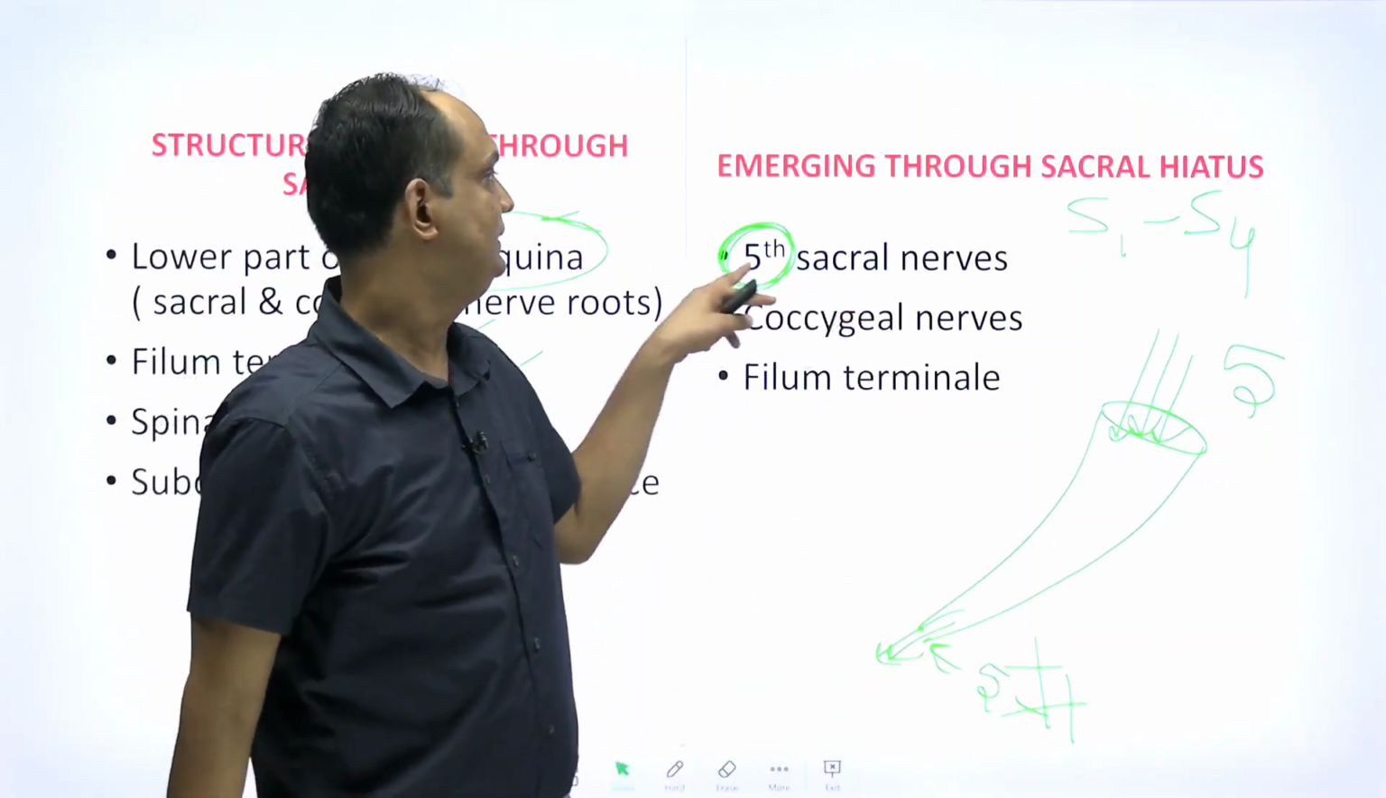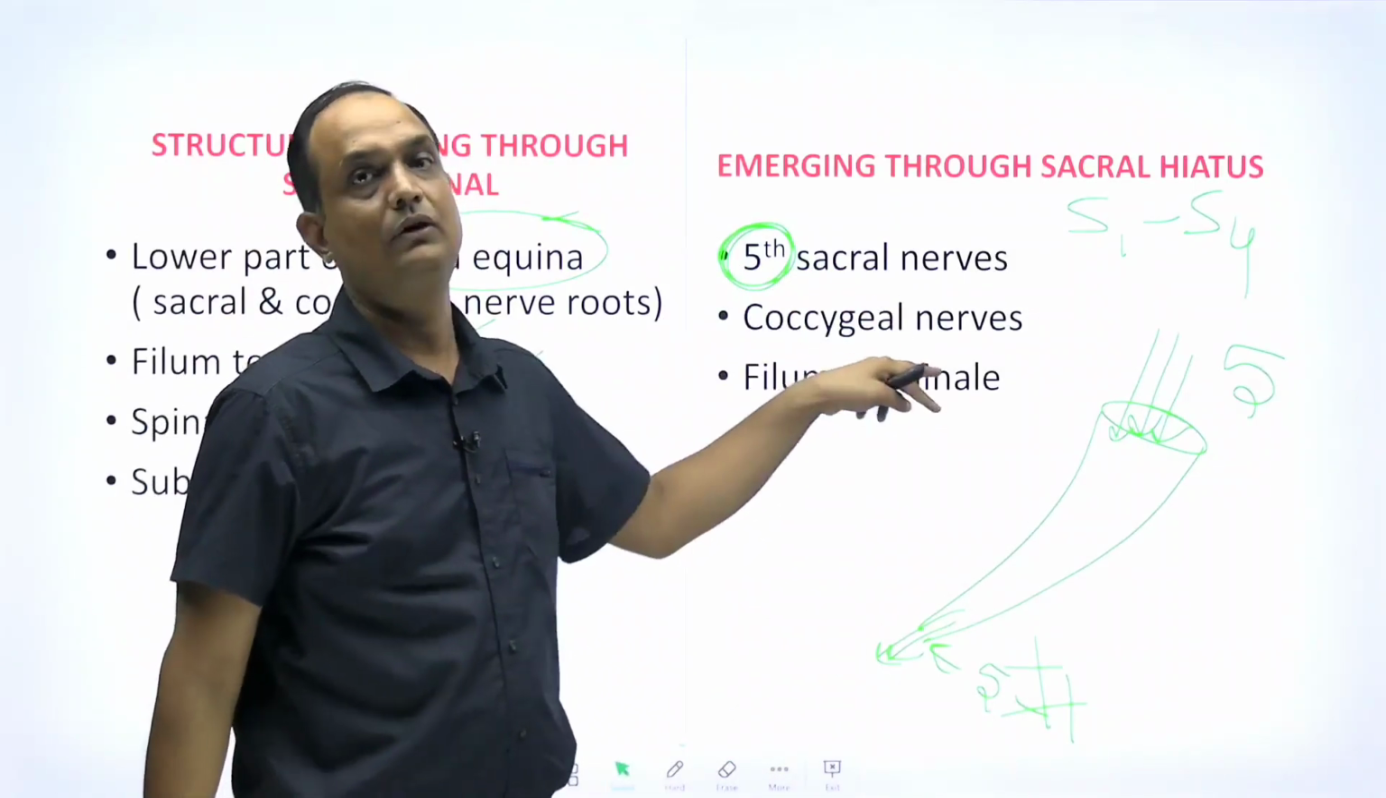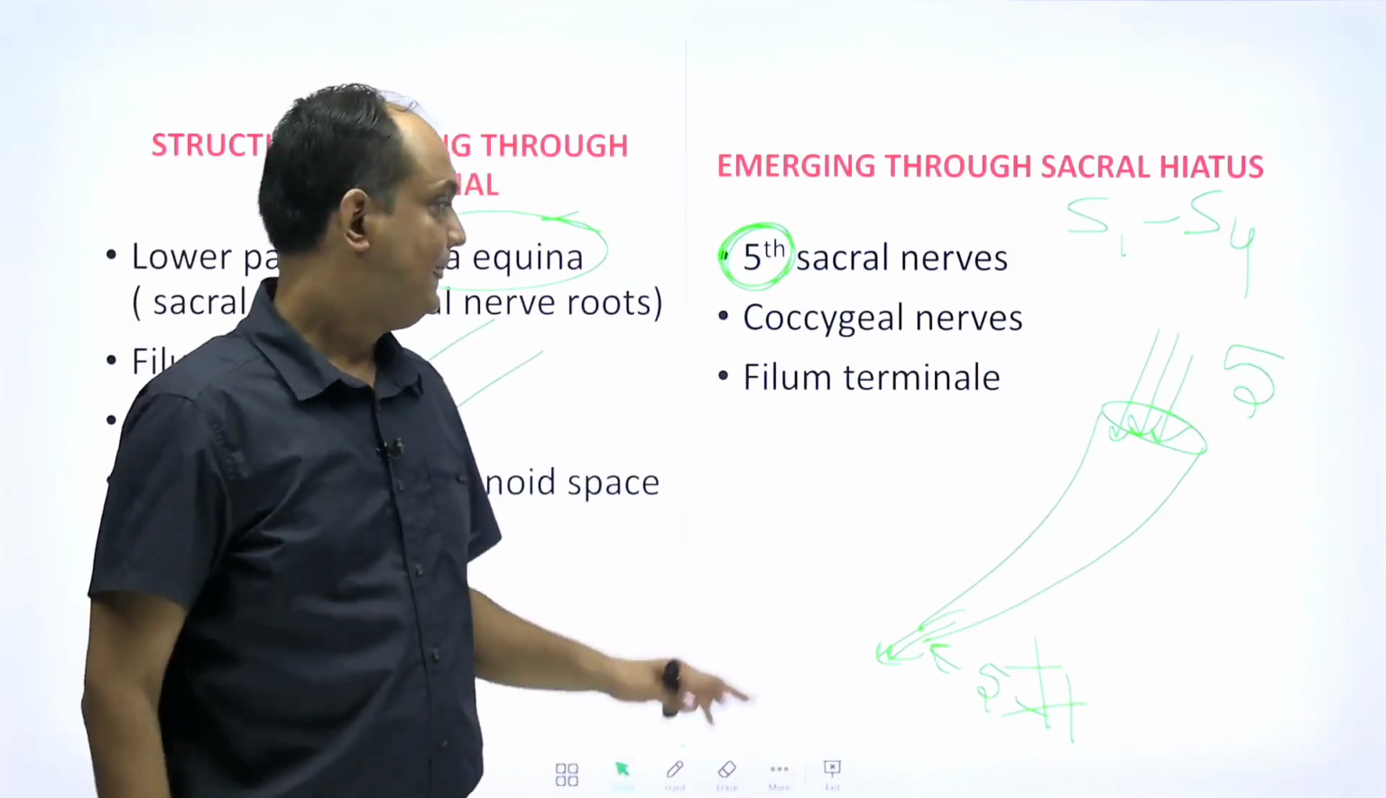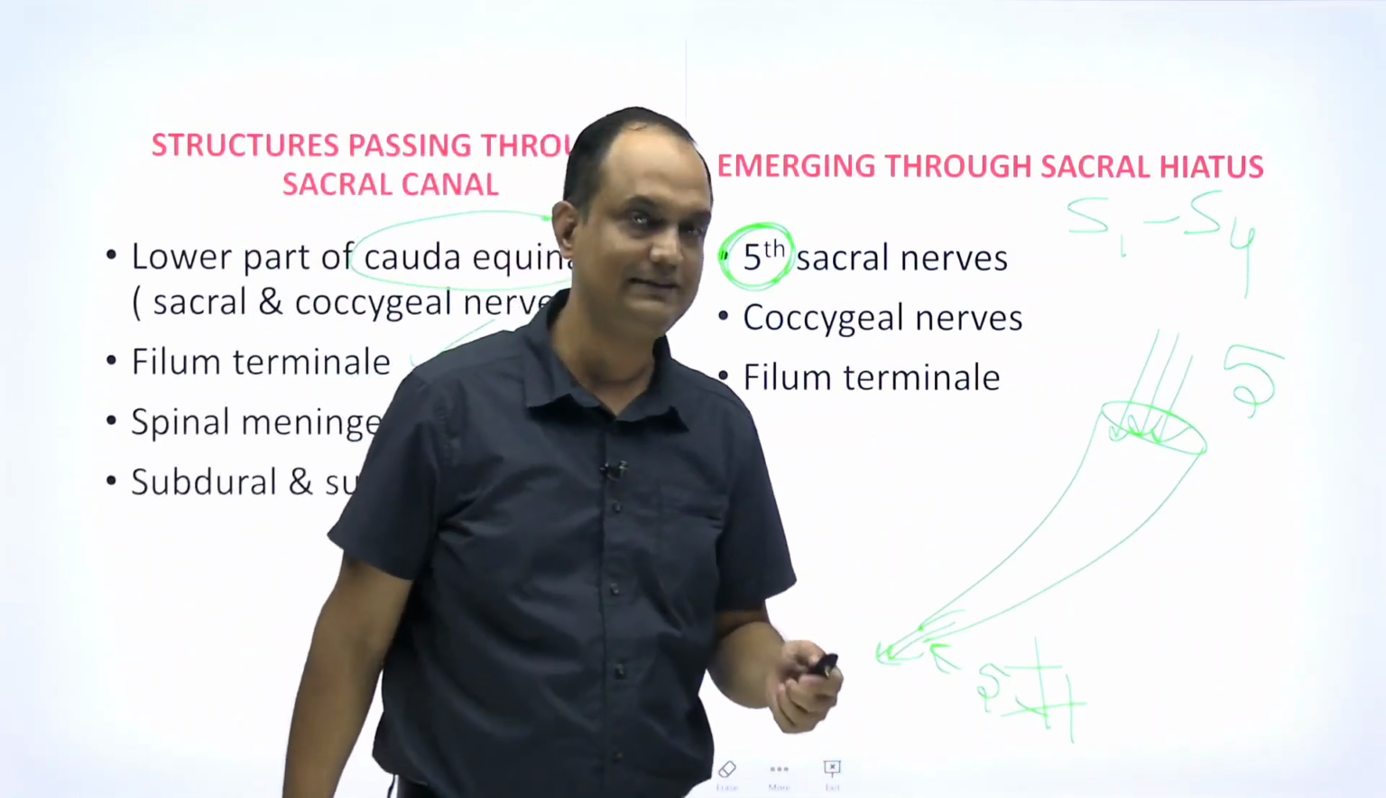So we will be left only with the 5th sacral nerve and the coccygeal nerves. Those will come out from the lower part of the sacrum, along with the filum terminale. So let's see in the diagram.